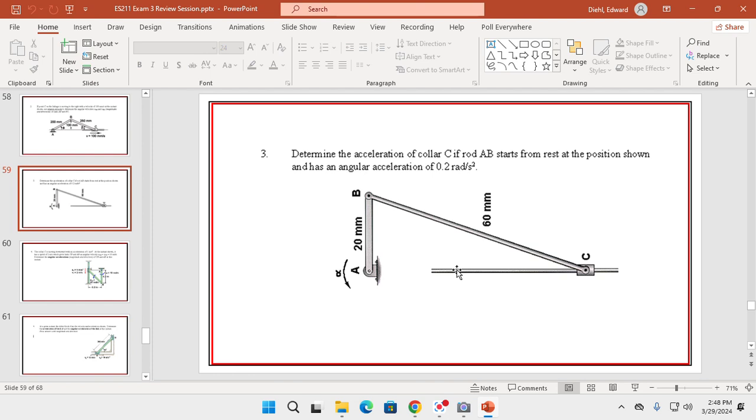So here's the problem: determine the acceleration of collar C if rod AB starts from rest at the position shown and has an angular acceleration. Okay, well, this is almost too easy because it has no velocity component to it.